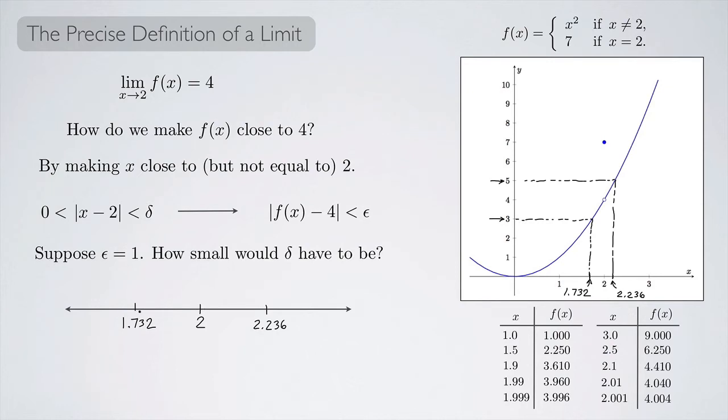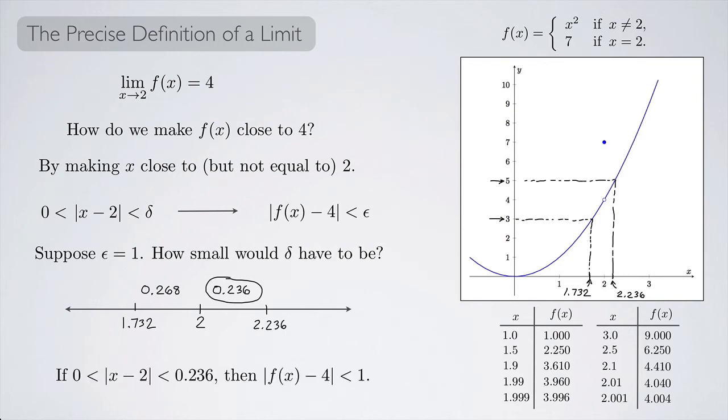Well, if I calculate the distance between 1.732 and 2, I get 0.268. So that's that distance right there. And then the distance between 2 and 2.236, that's easy. That's going to be 0.236. So I see here that I have a distance of 0.268 here, 0.236 here. I'd like to pick just one value for delta and have a nice symmetric interval. So I'm going to take the smaller of these two. I'm going to take 0.236 and use that for my value of delta.